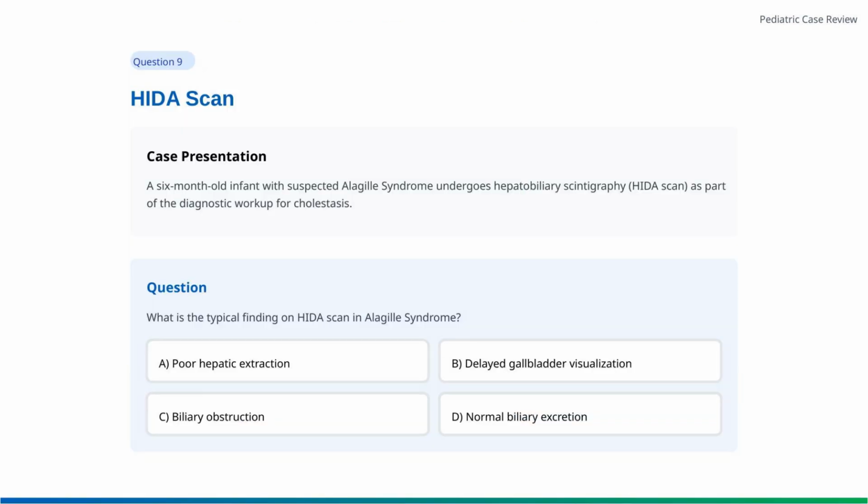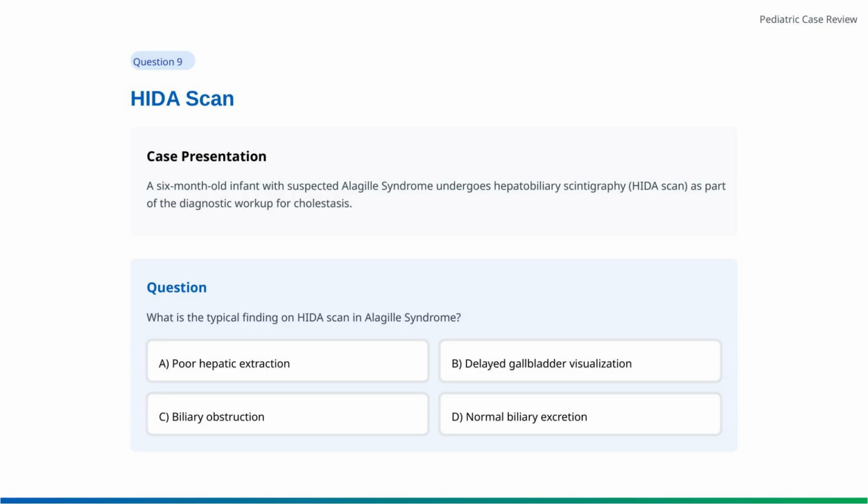A 6-month-old infant with suspected Alagille syndrome undergoes hepatobiliary scintigraphy, HITA scan, as part of the diagnostic workup for cholestasis. What is the typical finding on HITA scan in Alagille syndrome? Option A, poor hepatic extraction. Option B, delayed gallbladder visualization. Option C, biliary obstruction. Option D, normal biliary excretion.